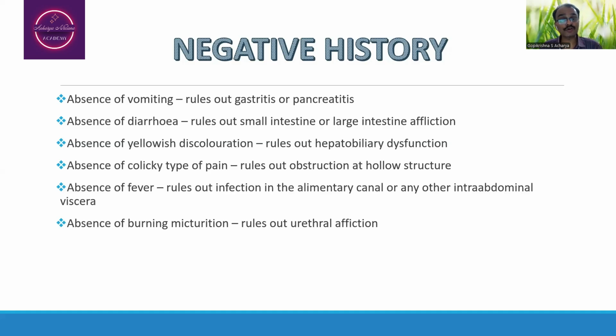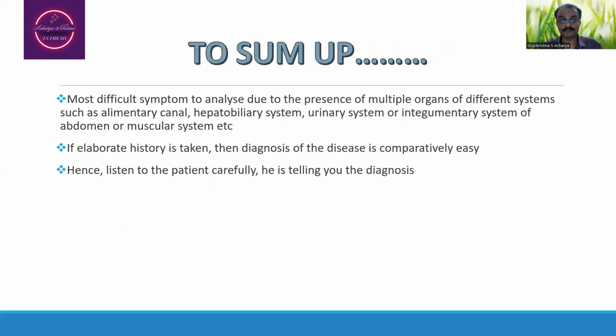And absence of colicky type of pain rules out obstruction in a hollow structure, such as the ureter, bile duct, intestine or appendix. And absence of burning micturition rules out affliction of the urethra. So like that, the negative history will be helpful in making the differential diagnosis.